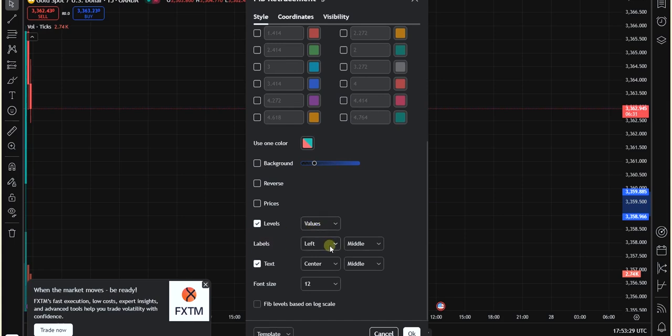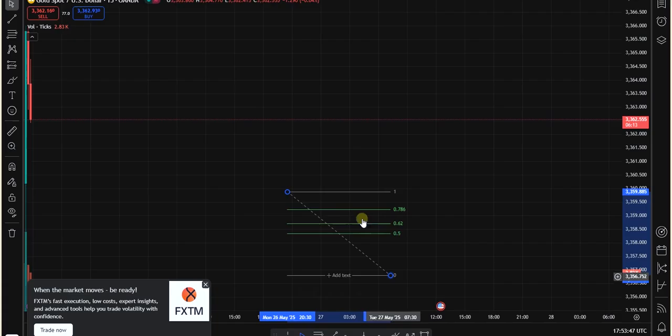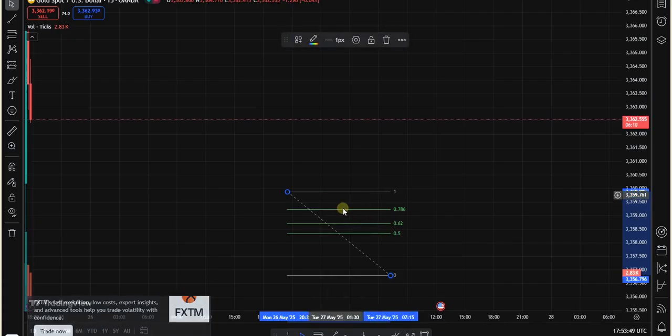Then for the labels, it is set to left, so set it to right. Then the middle, let this middle maintain, don't do anything to it. For the text also, center and mid right, and the font size, leave it at 12. Then you click on OK. When you click on OK, you are going to have these same settings right here.